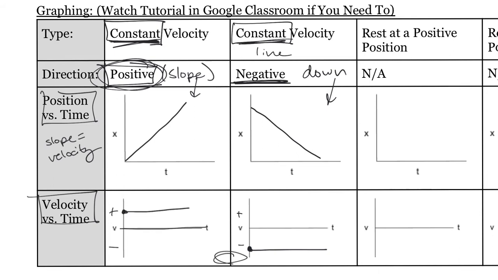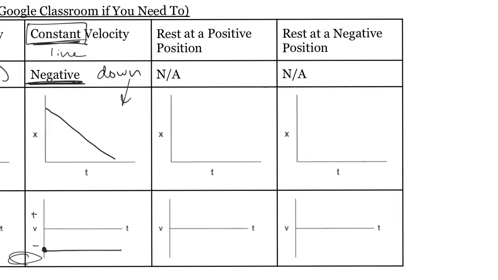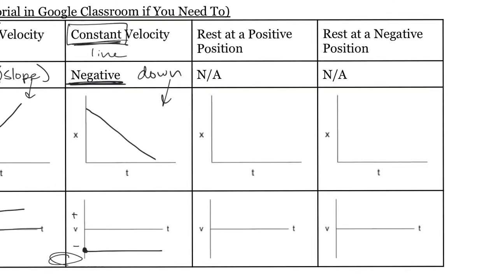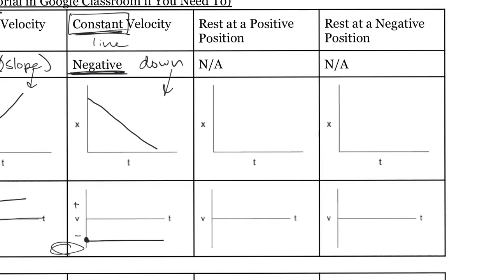Okay, now let's try something a little bit different. Our new one over here doesn't exactly answer the questions super well, because our question wanted to know speeding up, slowing down, constant velocity, negative, positive, all that sort of stuff. And this one doesn't answer those very well because it says it's at rest. Okay, so if it's at rest, is it moving in the positive or negative direction? Well, it's not really doing either. It's not moving. So our slope there is going to be 0.